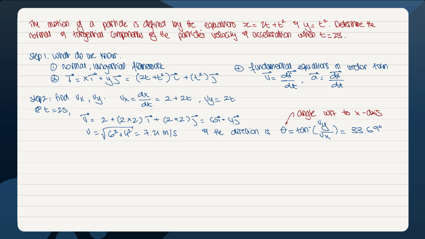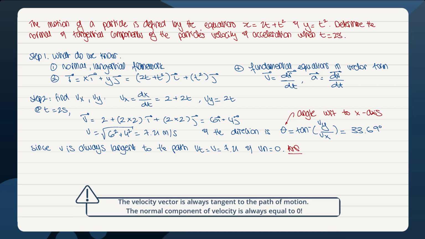Now you might be wondering why we're calculating the magnitude of v. Well, remember, we know that an is equal to v squared over rho, so it is important for us to know the value of v at that specific instant in magnitude. And since v is always tangent to the path, we know that v only includes a single component, which is vt. And so vt is equal to v is equal to 7.21 and vn is equal to 0.